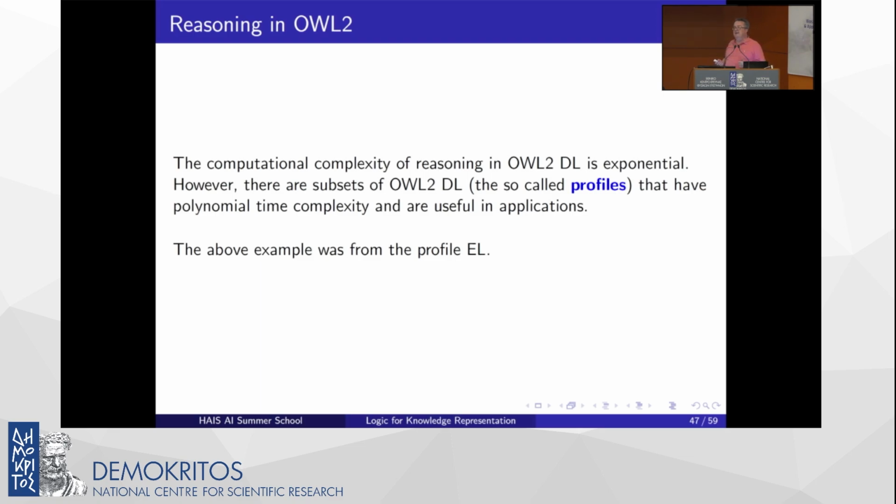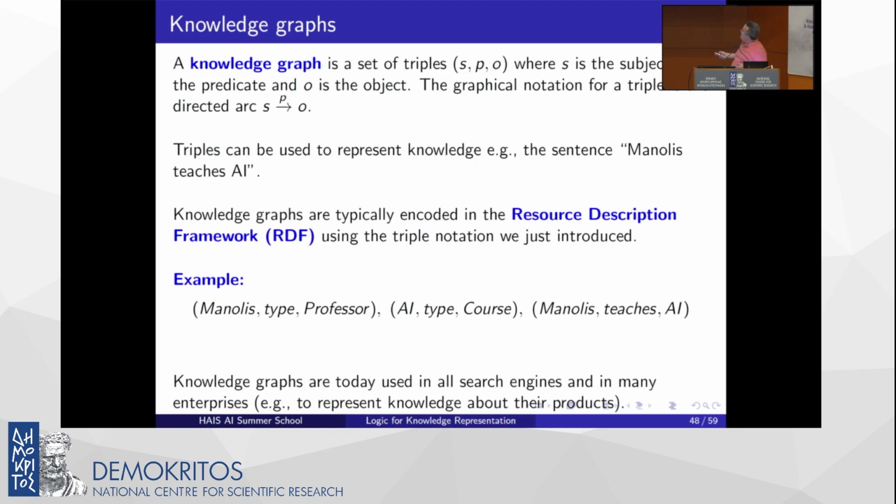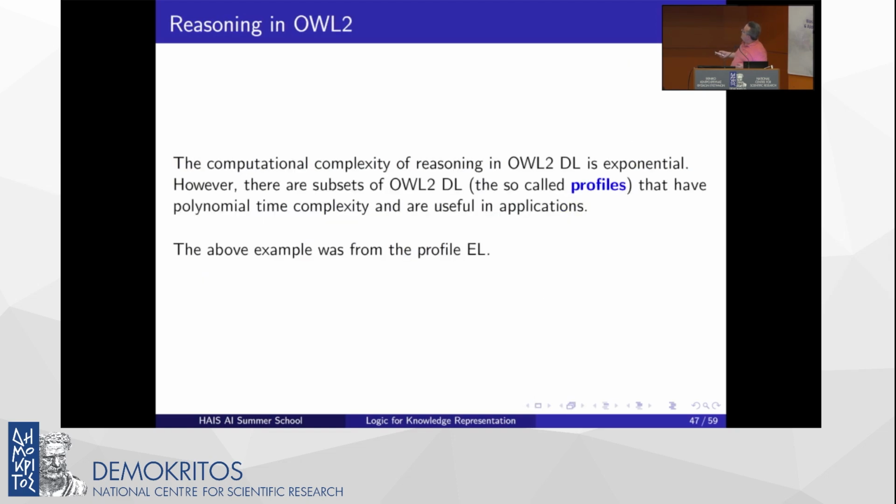But, again, there are what we call profiles. There is, for example, the EL profile. The sentences that I showed you here are from the EL profile. And these profiles have polynomial time complexity for the reasoning problems that are interesting. So for entailment, for example, and so on. Okay, so there are some interesting complexity ideas in this area that one can look at.